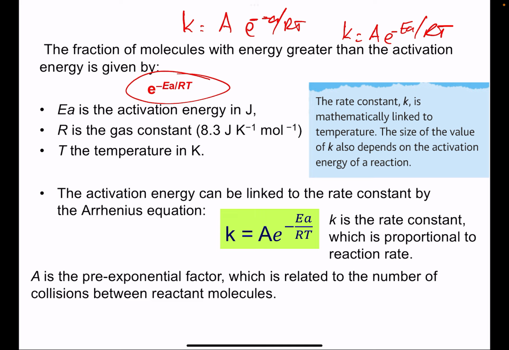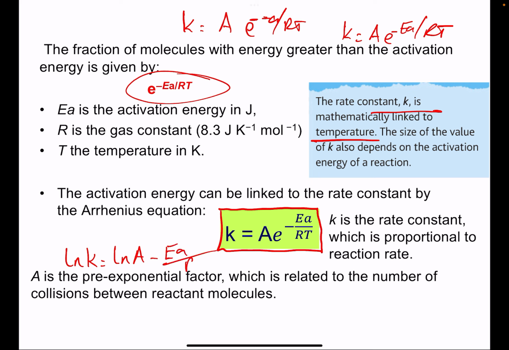Now note, the rate constant is mathematically linked to temperature. The equation, as I'm reiterating, is given. Please also remember this equation. This equation is a rearranged version of the Arrhenius equation that's given. This equation is like a linear format, and we will go into this in a bit.